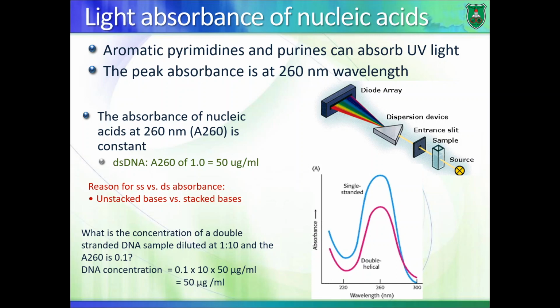the ability to absorb light. And it happens that aromatic pyrimidines and purines can absorb light in the UV range. And the peak absorbance is at 260 nanometers. So this is the wavelength of light that can be absorbed by pyrimidines and purines.